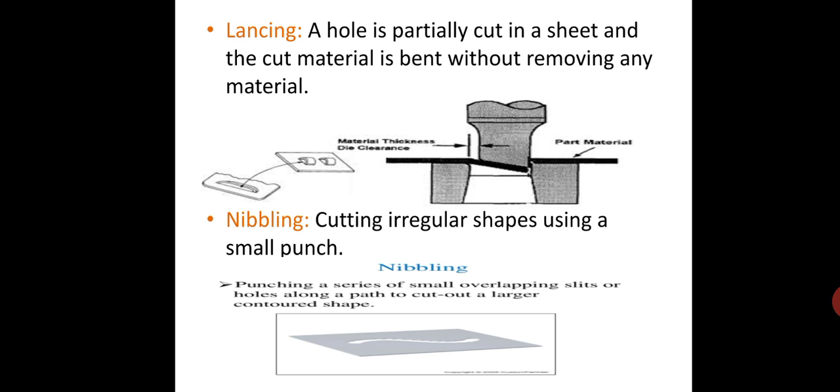And the next operation is the nibbling operation, cutting irregular shapes using small punches. This diagram shows cutting irregular shapes in the sheet metal by using small punches, punching a series of small overlapping slits or holes along the path to cut out large contoured shapes.